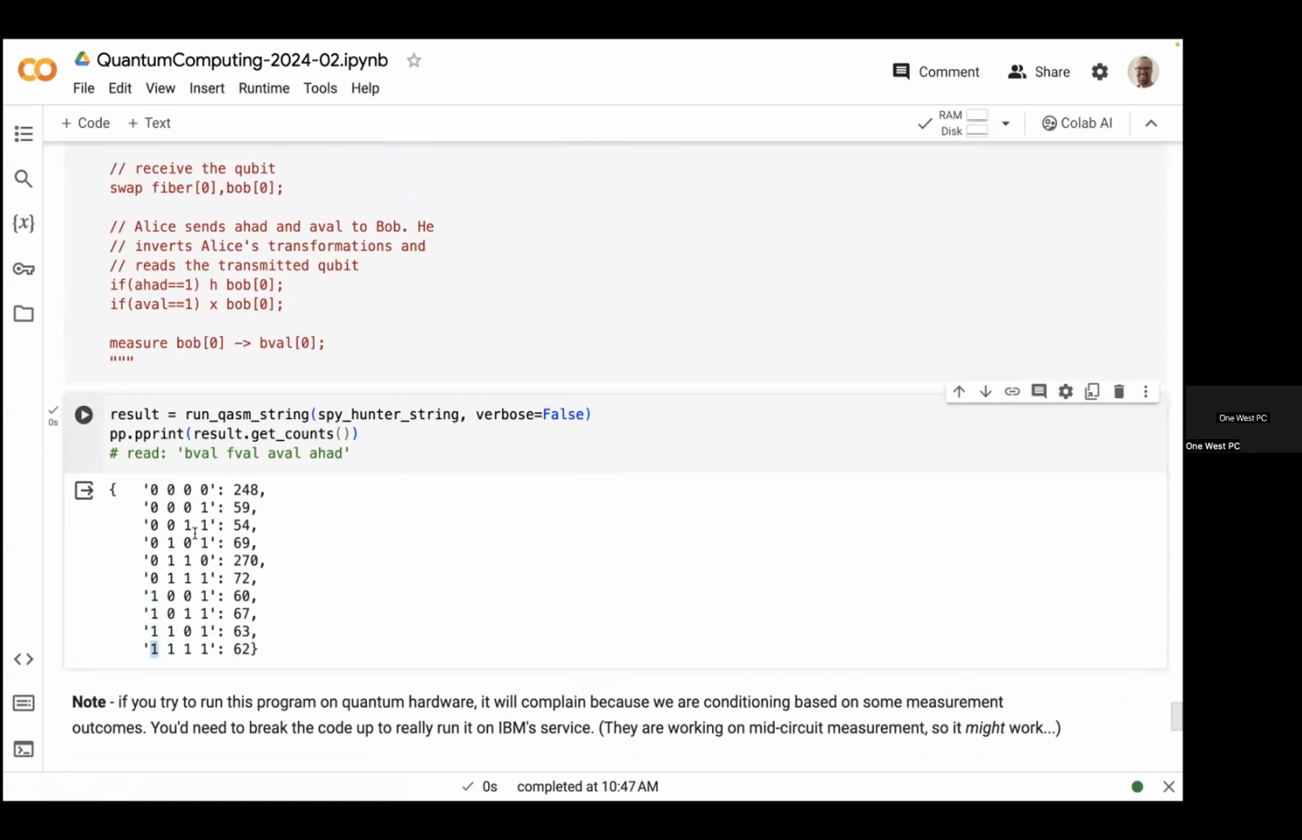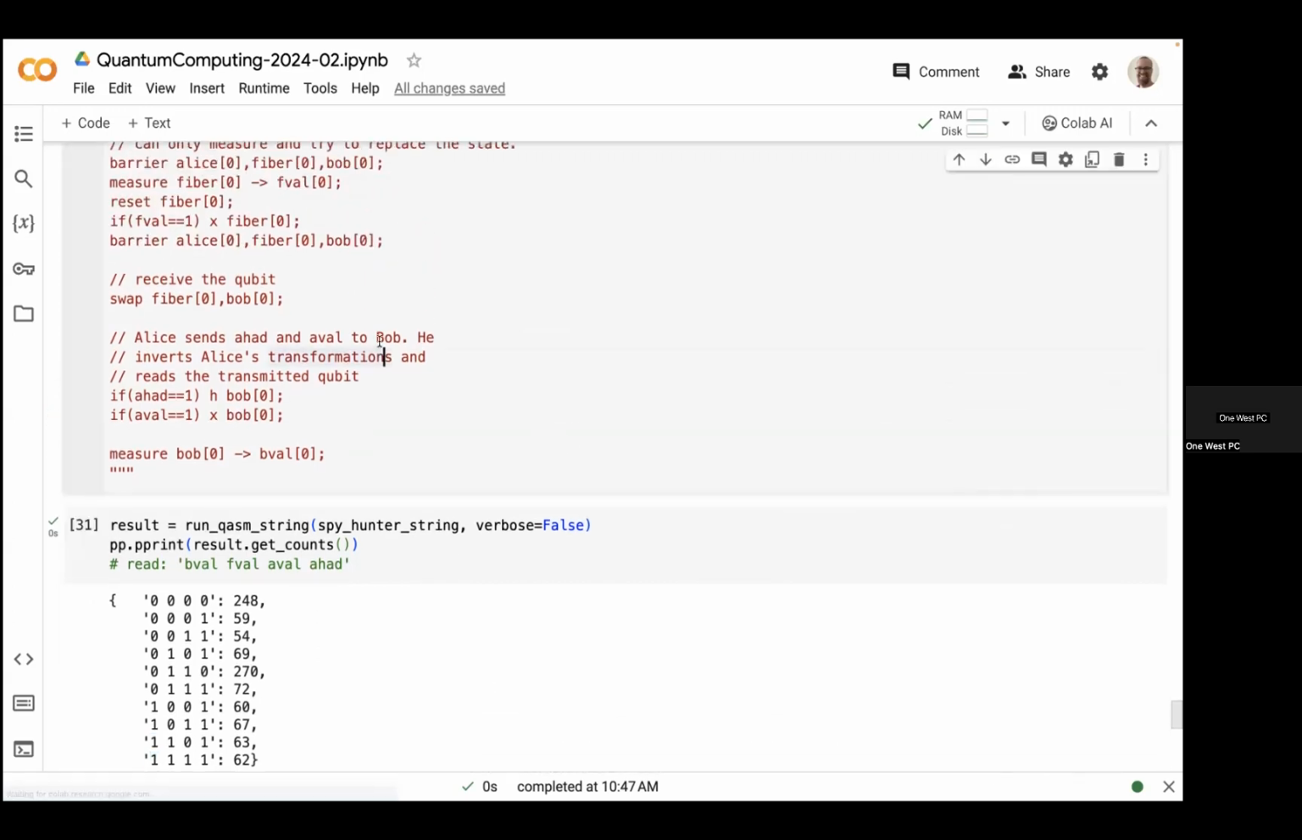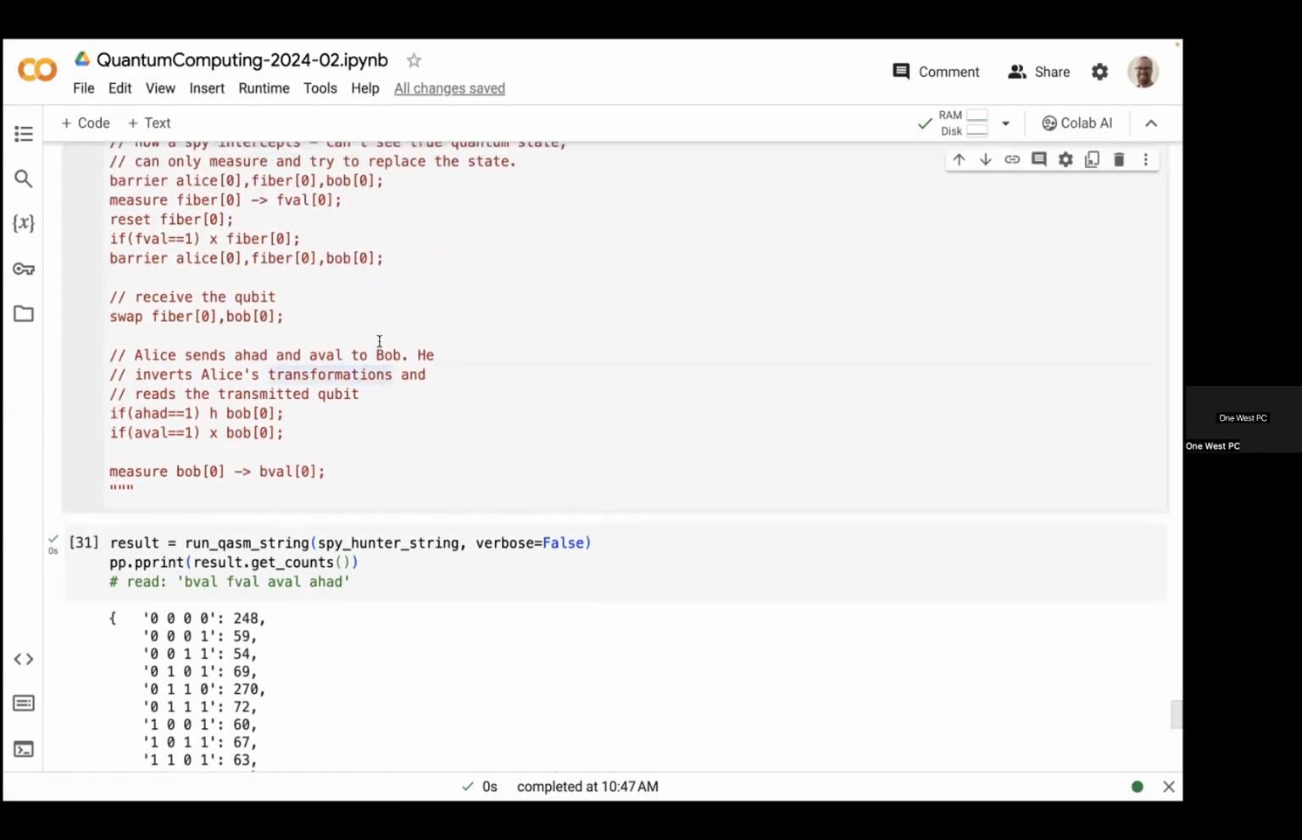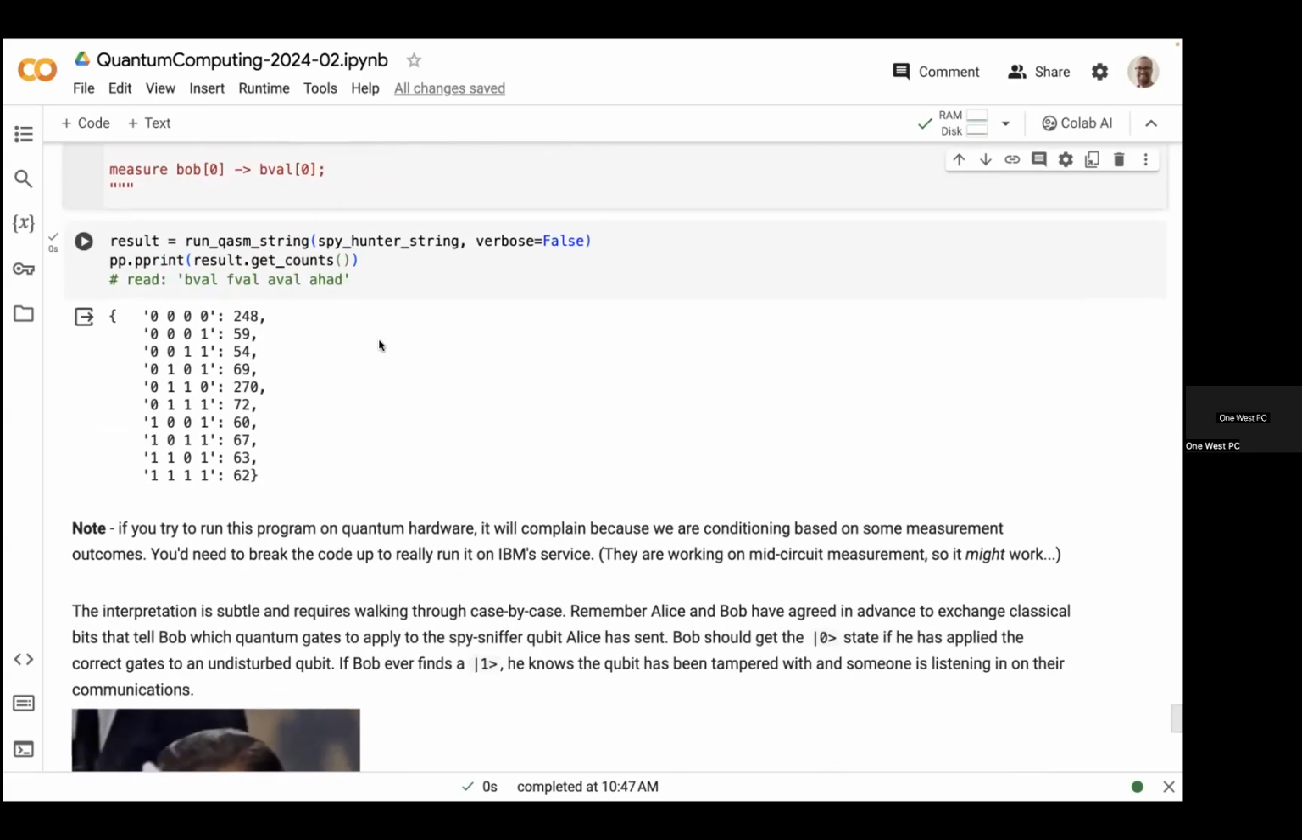As an aside, and I'll explain what all these different numbers mean in a second: if you try to run this on quantum hardware, it may not work. If you copy and paste the circuit that I have here and try to run it on the Quantum Experience on hardware, it may not work because we're using mid-circuit measurement. We're doing some measurements in the middle of executing the circuit and conditioning some things later in the circuit based on that. That may not be a public API function for IBM. They're working on it, so it might be. I don't know if it'll work, but it will definitely work on the simulator.